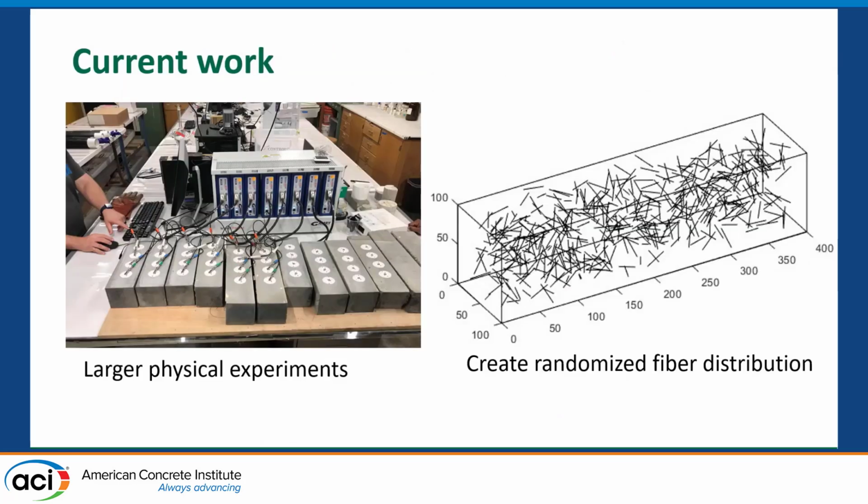For our current work, we're trying to create randomized fiber distribution using a high-performance computer to see how the EIS will work on this type of fiber arrangement, and we're also aiming to get larger physical experiments to validate our numerical study with experiments.